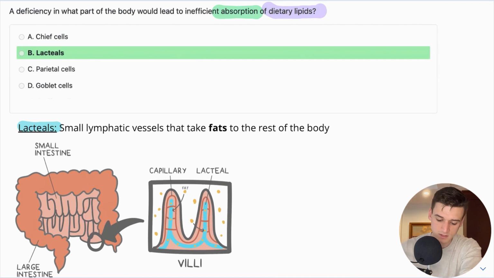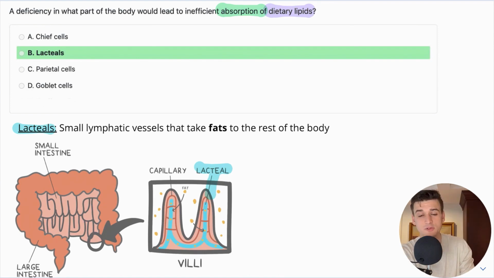All along the inside of the small intestine, we're going to have these bumpy projections called villi that increase surface area for absorption. Within these villi, there's a separate structure called the lacteal, represented by this blue tube. These lacteals being the structure that are responsible for efficient lipid absorption.